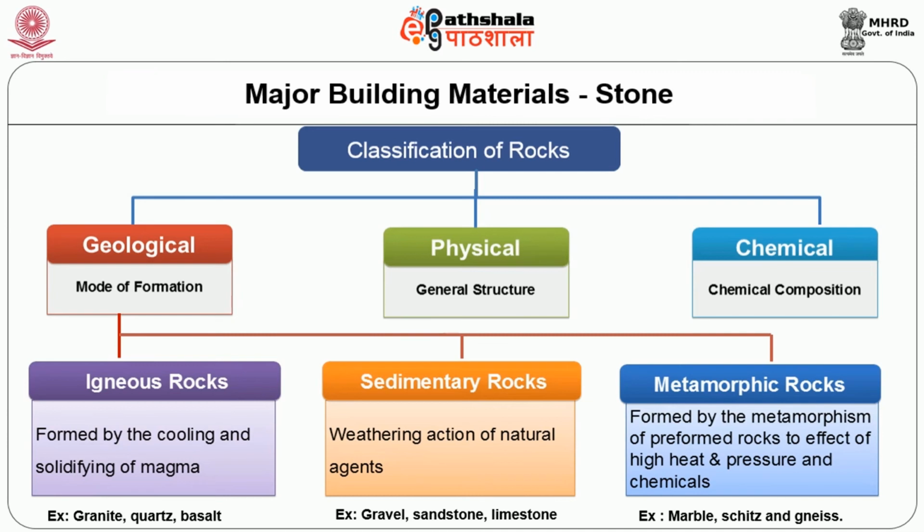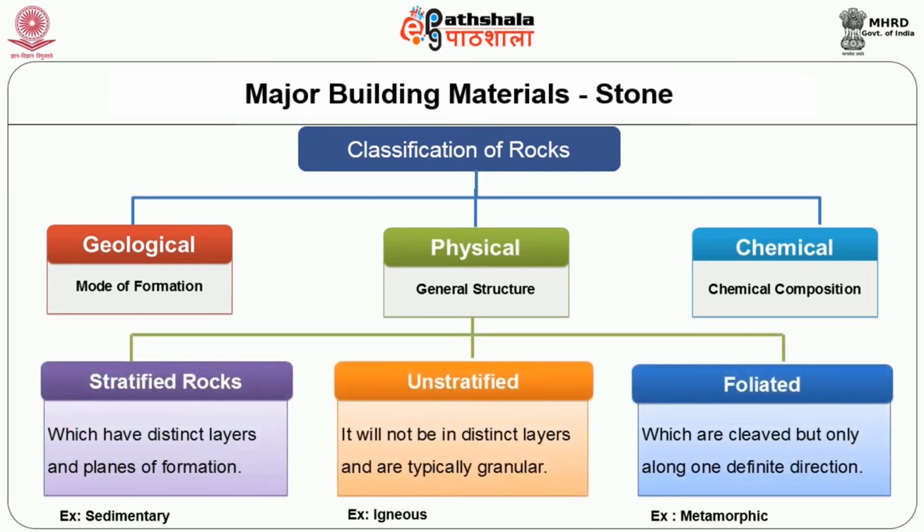Sedimentary rocks: the weathering action of natural agents like wind, frost, rain and flowing water disintegrate rocks and form deposits on the pre-existing rocks, which get carried away from their place of origin. Example: gravel, sandstone, limestone. Metamorphic rocks are those formed by the metamorphism of preformed rocks due to the effect of high heat and pressure and chemicals. Example: marble, schist and gneiss.